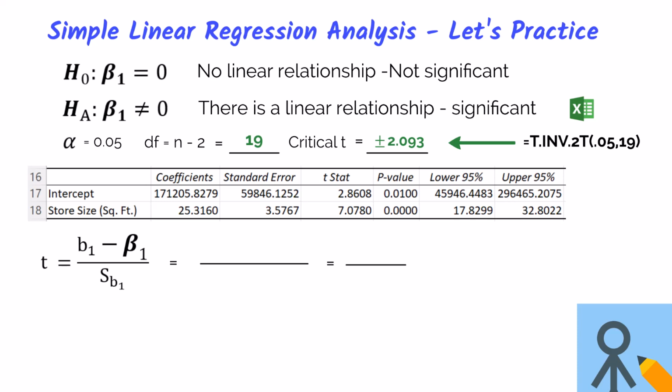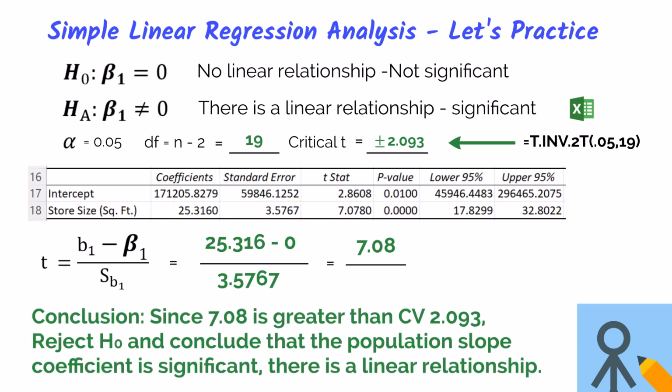We have already run the regression analysis previously, so here is a snippet of those results again. You can see here, Excel has already given us the t-test statistic of 7.078, but let's go ahead and calculate here to validate it. The slope coefficient, or b sub 1, is here, which is 25.316, and we subtract 0 since we hypothesized that it is 0. The standard error of the slope coefficient is also given to us here at 3.5767. So we divide by that and we get 7.08. So that checks out with the regression output.